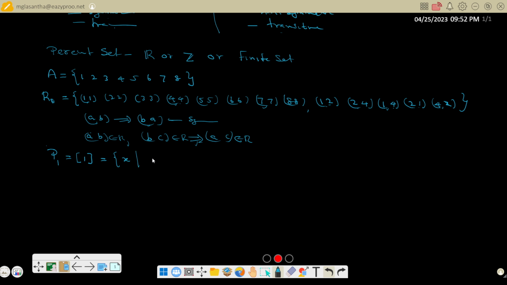The set of x such that (1,x) belongs to R. So this 1 means [1], square bracket 1, so you can name it as P1. This is a set, no? You can define like that. So what are the elements? (1,1) belongs to R, 1 is related to 1. So this includes 1.